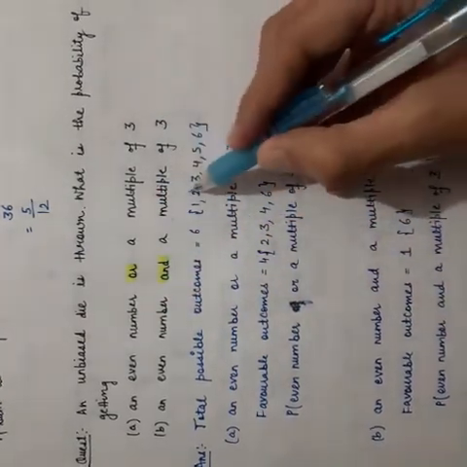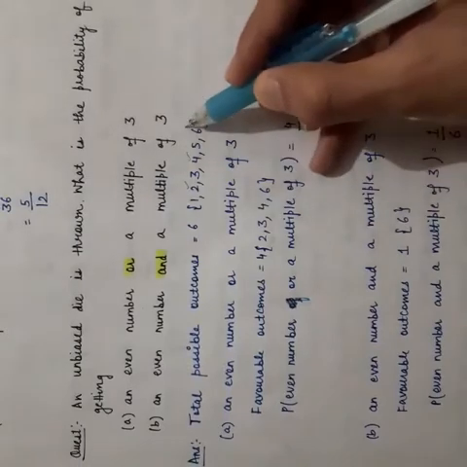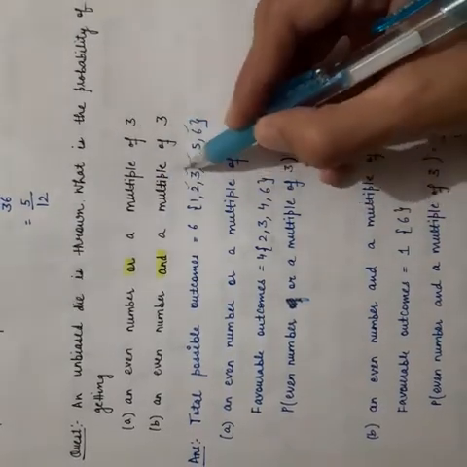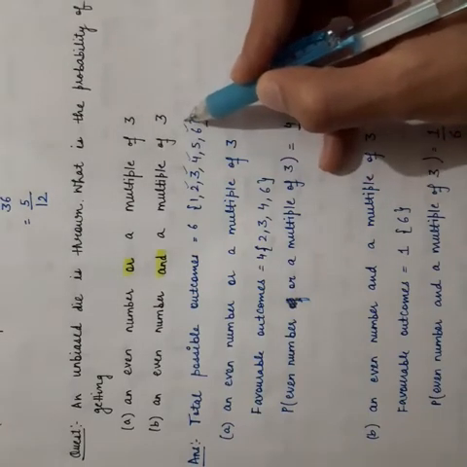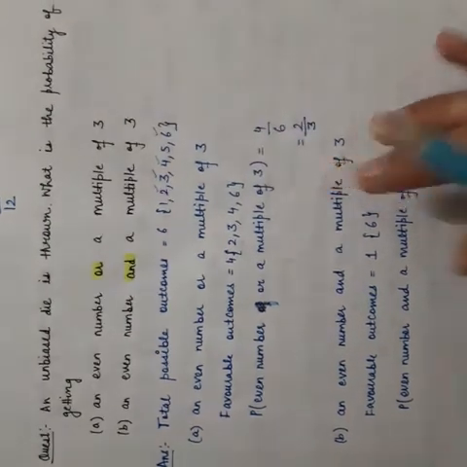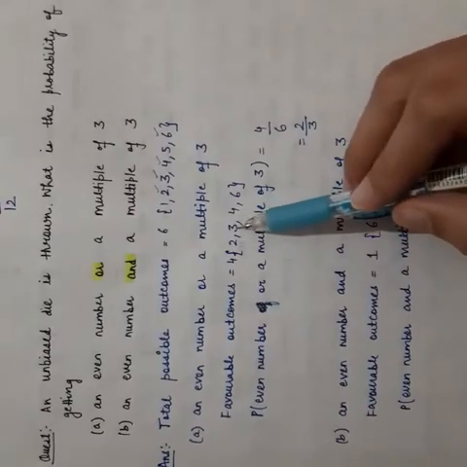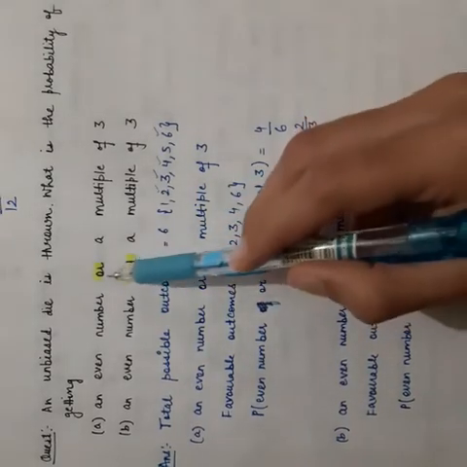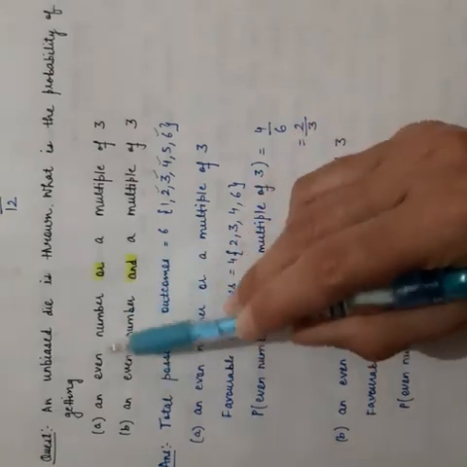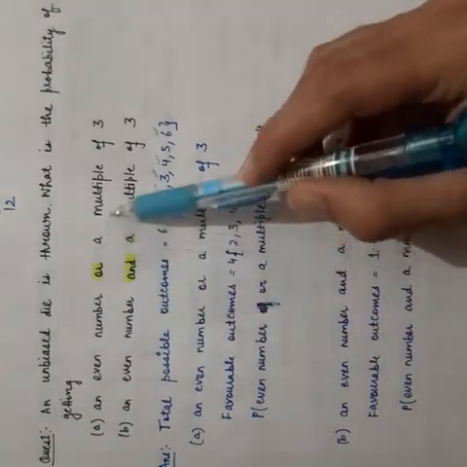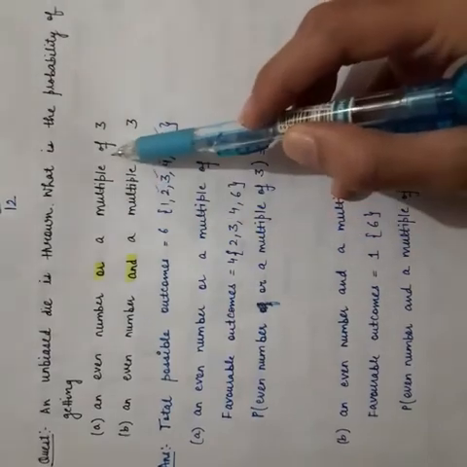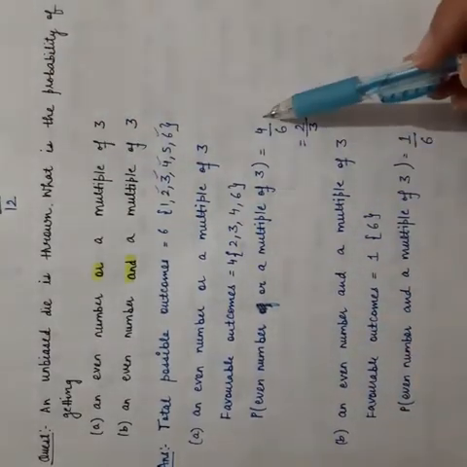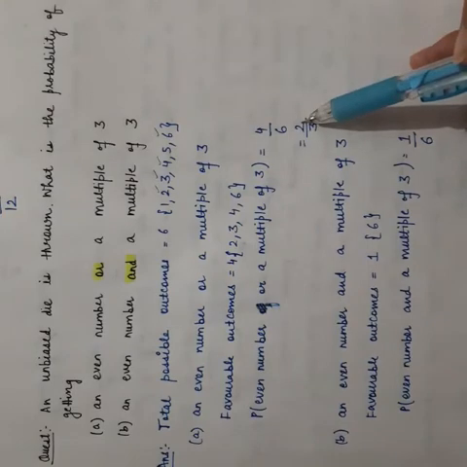Now see here, first of all we look for even numbers: 2, 4 and 6. Multiples of 3: 3 and 6. 6 is already taken. So our favorable outcomes become 2, 3, 4 and 6. Just see here, whenever the word or is there, you will look for even numbers as well as multiples of 3. And then you will find the probability using the formula favorable outcomes upon total outcomes.